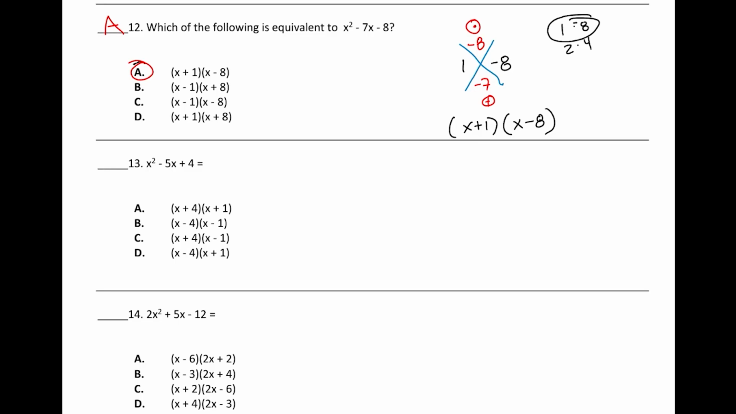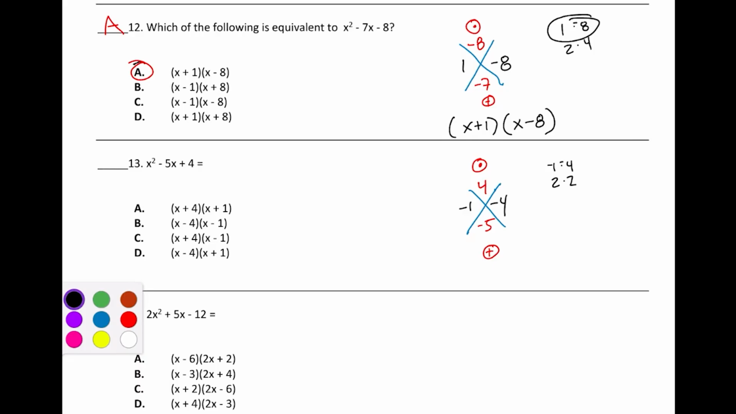Number 13. Okay, this is a similar problem. It's worded a little differently in that they don't actually give you any instructions. They're just saying which one's equal, but it is basically the same problem. So here we're looking for two numbers that multiply to give me 4 and add up to give me negative 5. The factors for 4, and there's not really too many of these, 1 and 4, 2 and 2. Since the product is positive and the sum is negative, that means they both need to be negative. So the only combination here that'll work is negative 1 and negative 4.